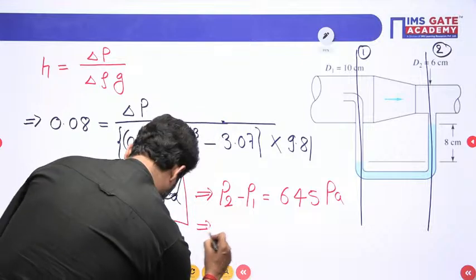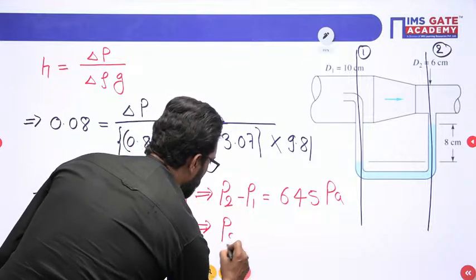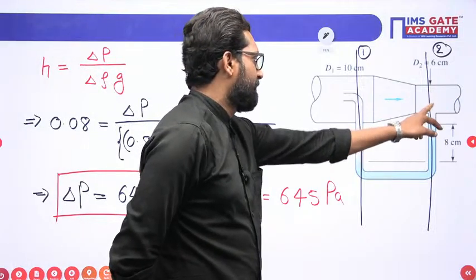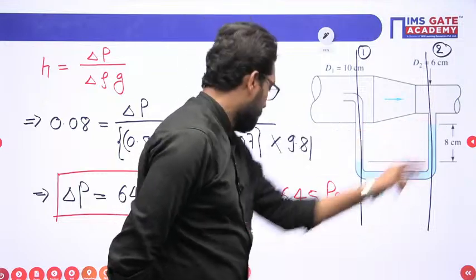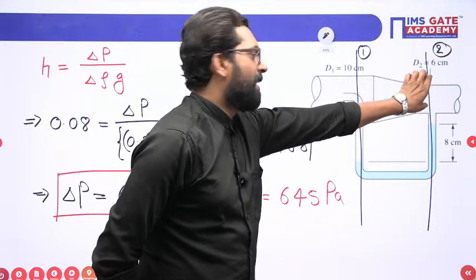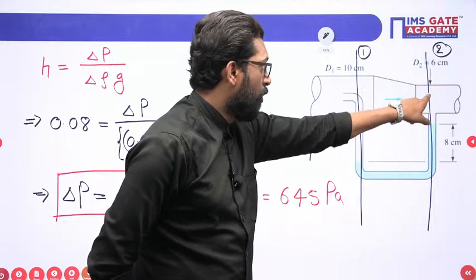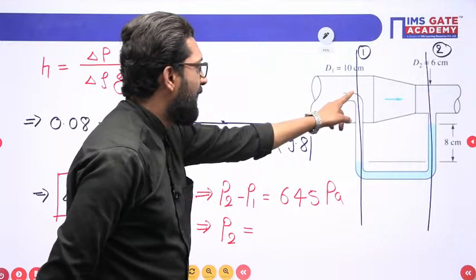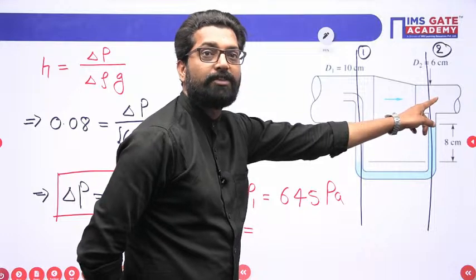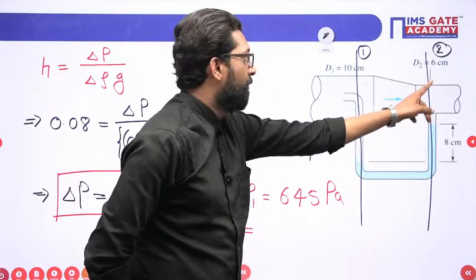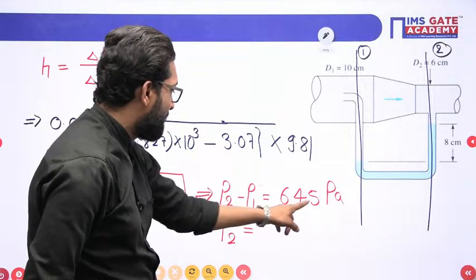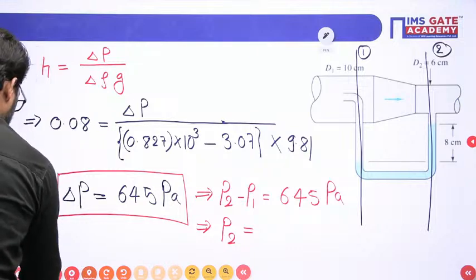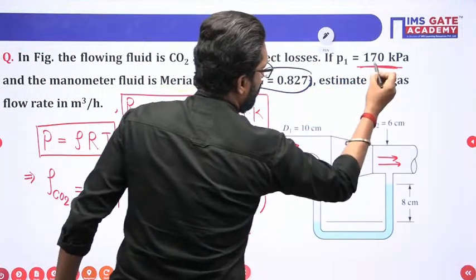So here P2 is the pressure at this point, here is a low pressure, yes or not? See here velocity is more, and if the velocity is more, pressure is low. So here the pressure is low, here the pressure is high. Why? Because velocity is high. So the manometer will deflect. So P2 is always less than this value.